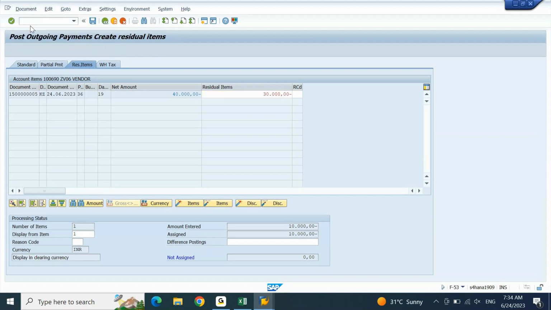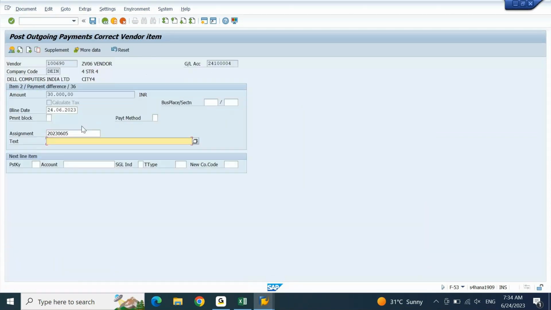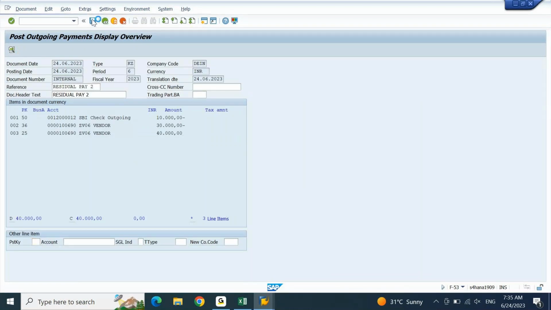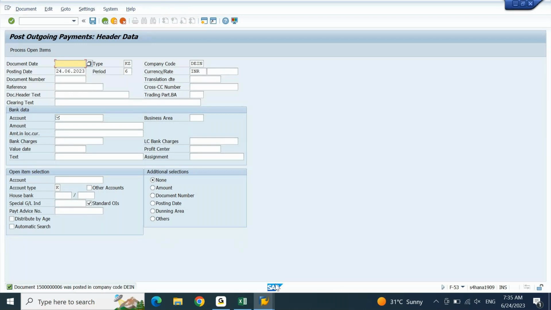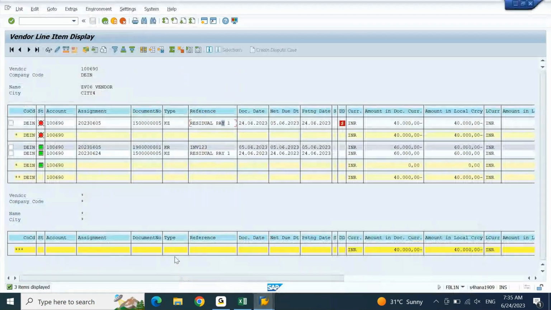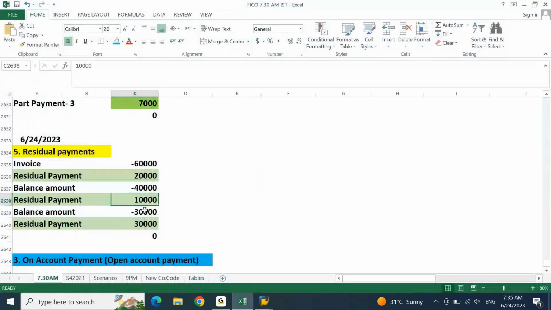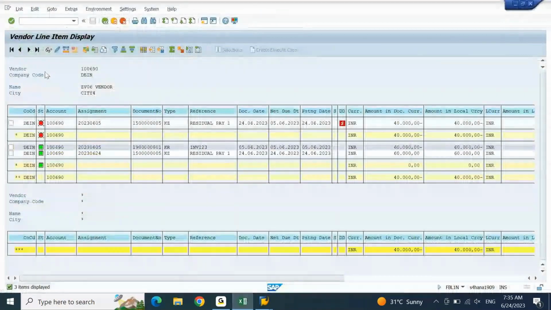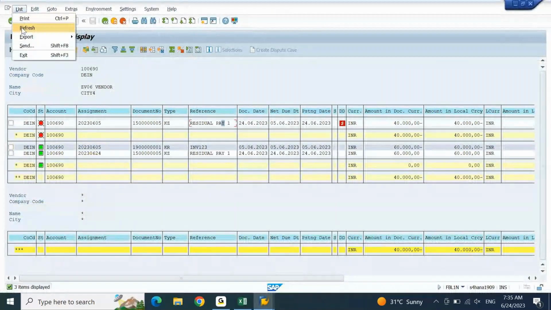Simulate. Make sure you put something in the text. Go back. Post. Entry posted. Now if I refresh the report, we are supposed to get 30,000. Even in your Excel sheet, after second residual payment, the balance amount will be 30,000. Let me refresh this. The balance amount is 30,000.